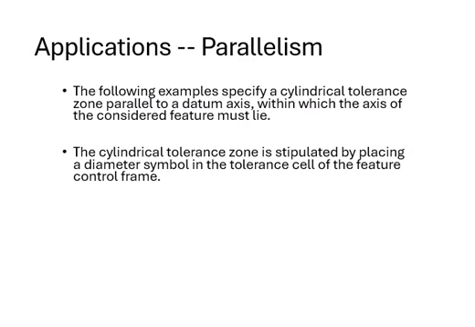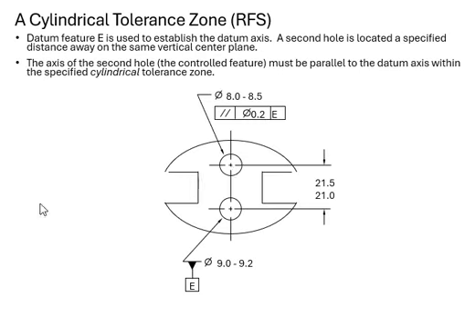Applications, another one. We're going to see our cylindrical tolerance zone, same thing, this part. Your control frame, this is just your size, and here is your tolerance zone. And now we'll identify that with the diameter.